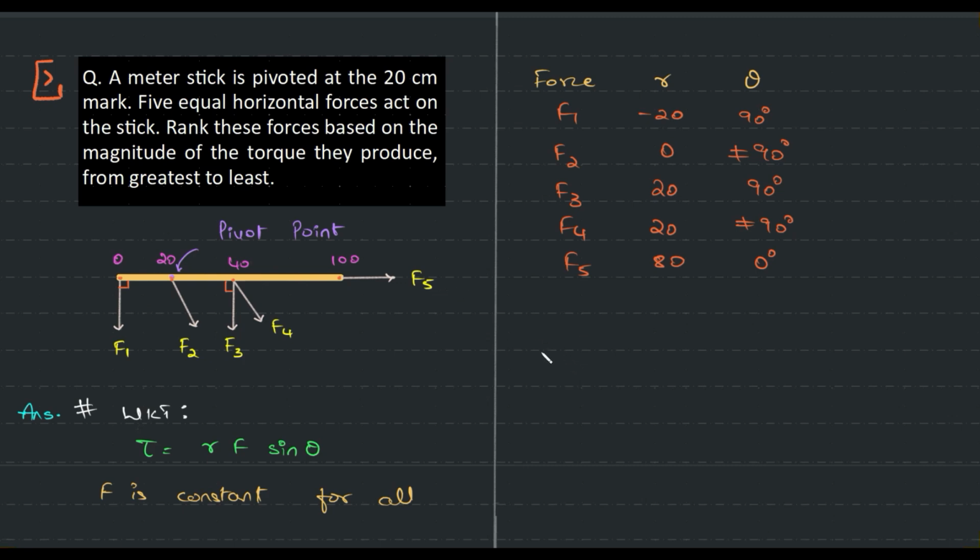Now we have to rank. So let's start with the ranking. So is it from greatest to lowest or lowest to greatest? It doesn't matter. Ranking based on the magnitude, from greatest to lowest. Okay, which is the greatest? So it can't be the ones with 0 and non-90 degree. It has to be with 90 degree. So I'm starting off with angle.